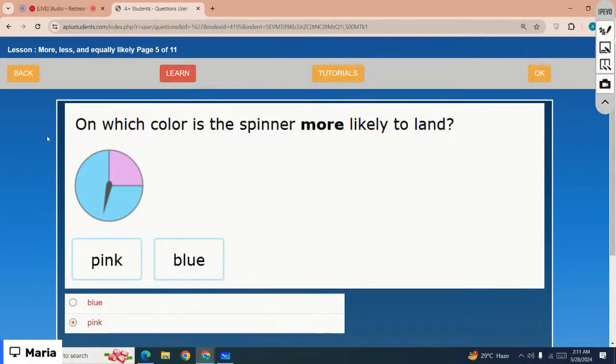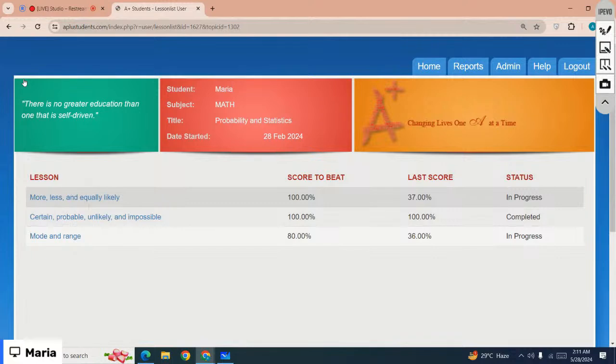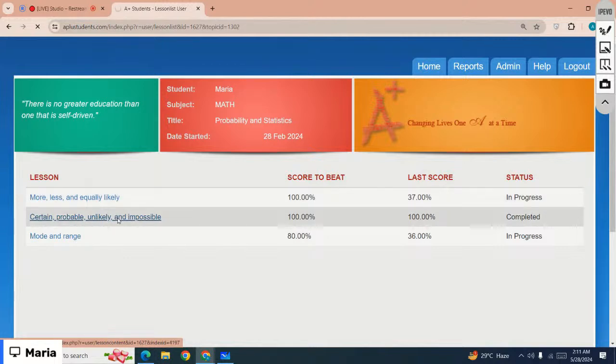Okay, you can complete the lesson by yourself later today. Let me just move on to the next lesson, which is certain, probable, unlikely, and impossible. Let's just start with the next lesson.